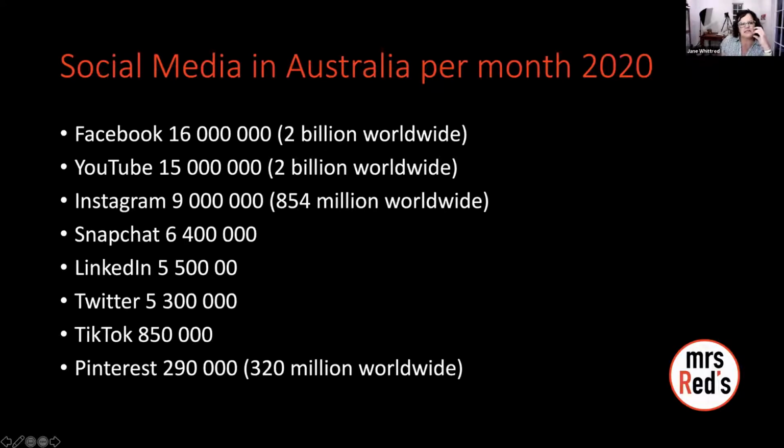This is social media, and I'm including YouTube and Pinterest as social media for purpose of argument. This is per month in 2020 in Australia. So Facebook around 16 million with 2 billion worldwide who have got a Facebook account and on it per month. If you look down the bottom, which is where Pinterest is, it's at 290,000 with 320 million worldwide.